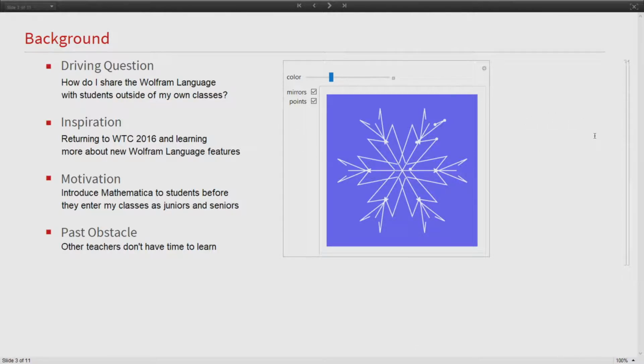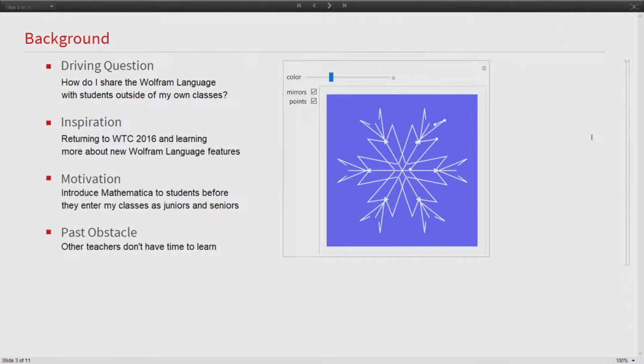I also was a little selfishly motivated. I primarily teach juniors and seniors, and I thought, wouldn't it be amazing if the students came into my classes having some Wolfram language experience rather than waiting until they're a senior and saying, hi, here's some great program, and then they leave? That's great that they take that knowledge with them, but how much more could we do if there was more experience coming into my classes?